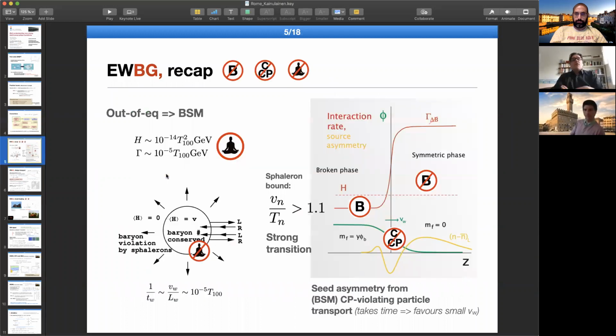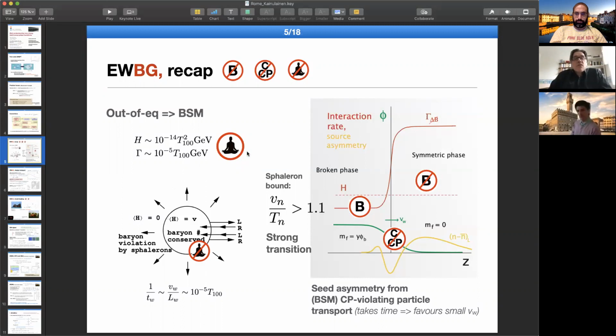But first, a recap of the electroweak baryogenesis program. The most important thing there is that there needs to be this bubble. This is actually a picture that I stole a long time ago from a long talk from Jim. I don't know where he stole it. Maybe he made it, actually.